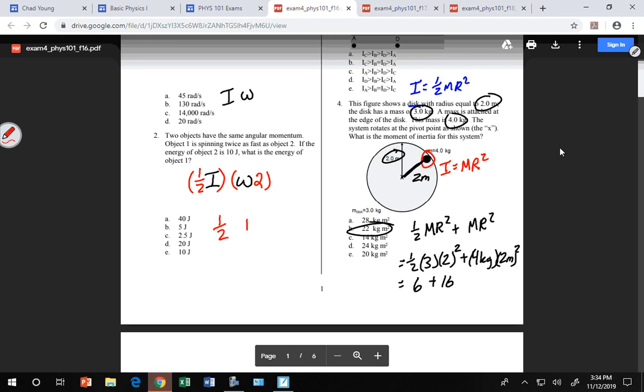Because energy is 1/2 I omega squared, and I have twice the speed, but 1/2 the moment of inertia. So it's twice the energy. This object that's spinning twice as fast with half the moment of inertia will have twice the energy, or 20 joules. There's a problem like that on every test, some variant of that, where it's looking at the relationship between momentum and energy.